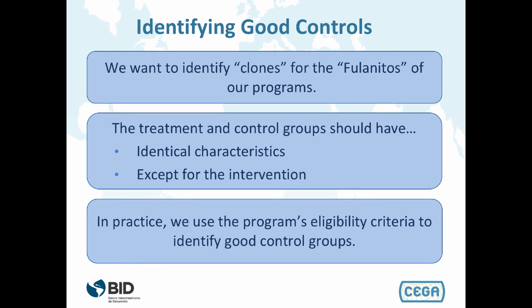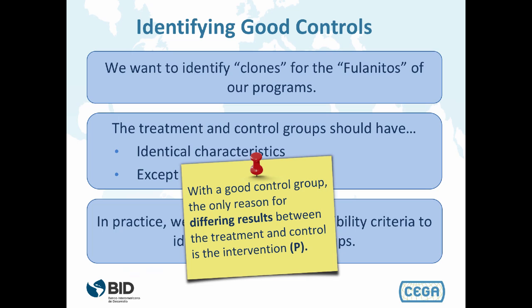Well, now the question is, we really need to find a way to identify good controls. So how are we going to find these clones for the Fulanitos of our program? Well, we have a set of criteria. We'd like the treatment and control group to have identical characteristics on average, except for the intervention. In practice, we're going to use the program's eligibility criteria to identify good controls. With a good control group, the only reason for differing results between the treatment and control group is the intervention.